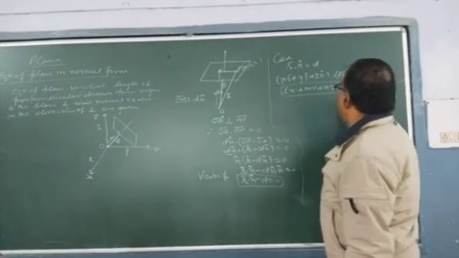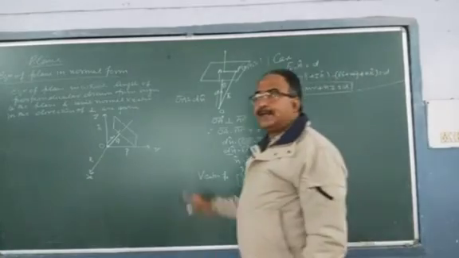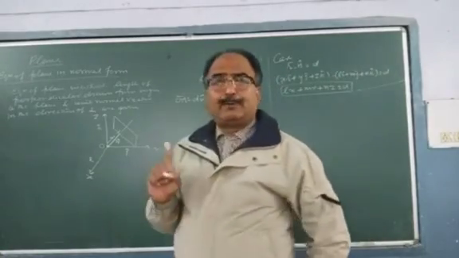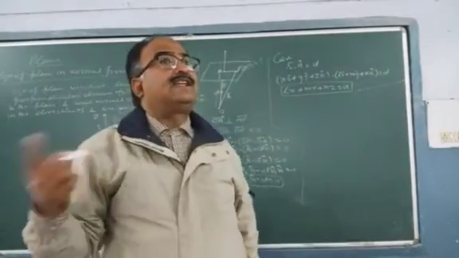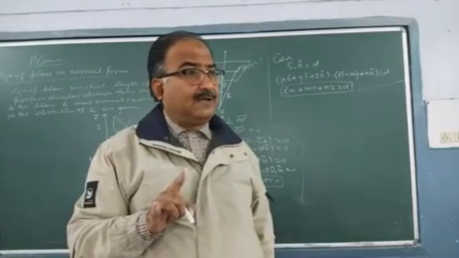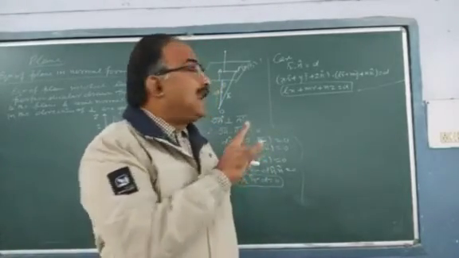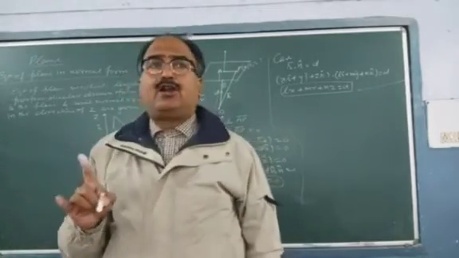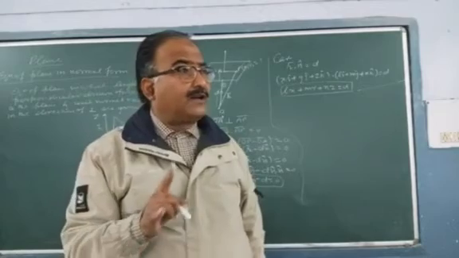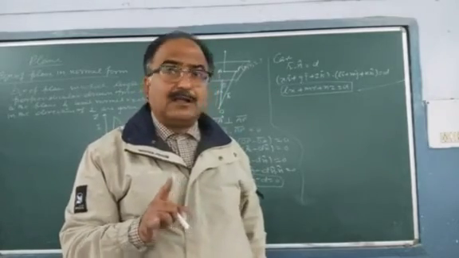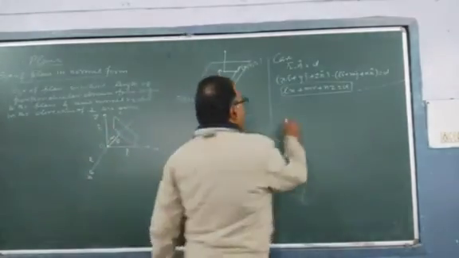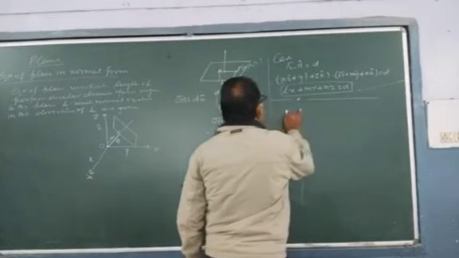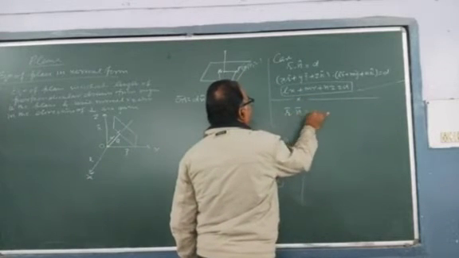This is the Cartesian form of the plane. Here d is the length of the perpendicular drawn from the origin, or the distance of the plane from the origin. Clear? And l, m, n are the direction cosines of the unit normal vector drawn in the direction of the perpendicular. Clear? But sometimes we have r dot n bar is equal to d.